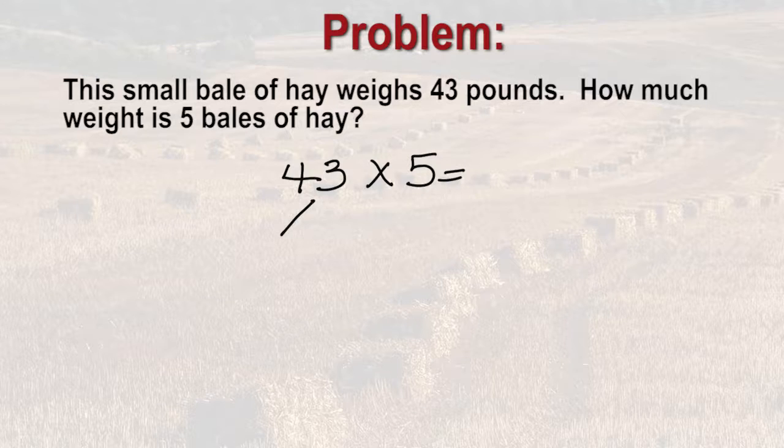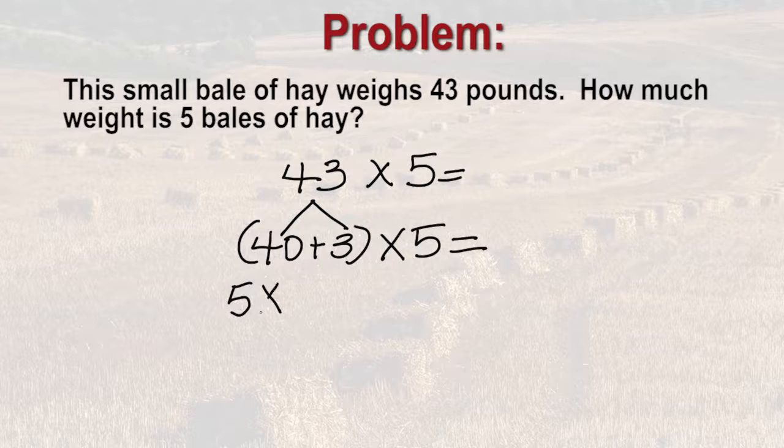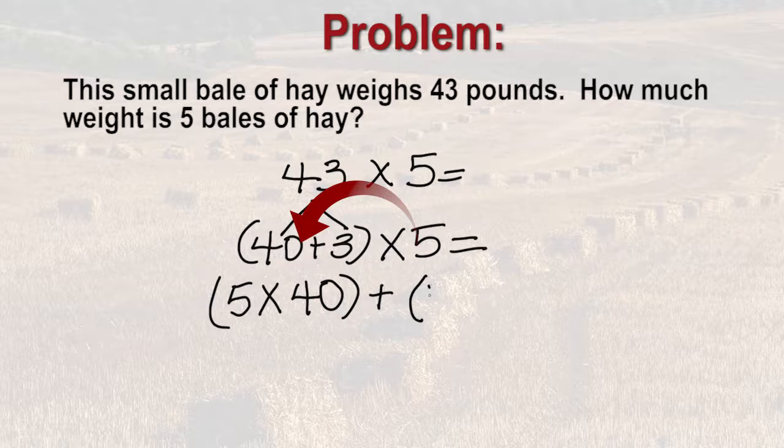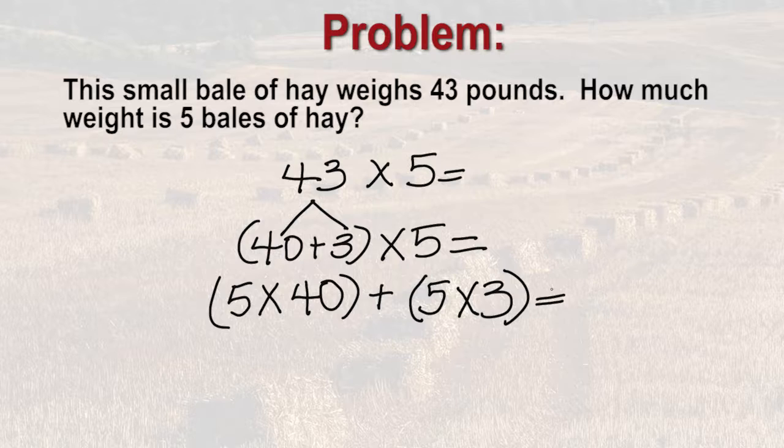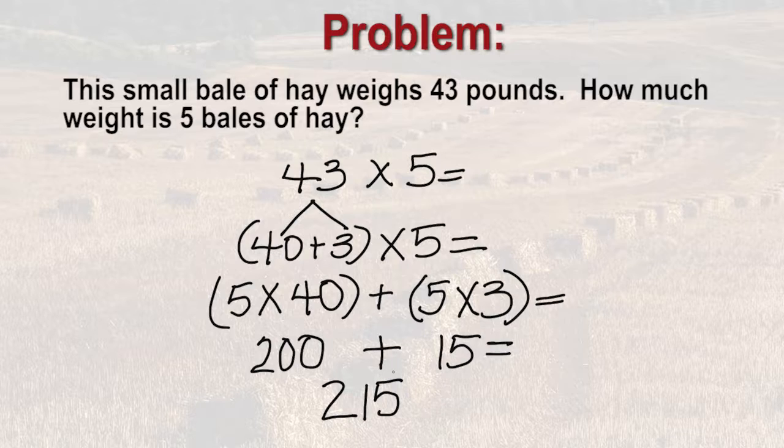The distributive property tells us when one factor is decomposed into addends and the other factor is multiplied by each addend, the partial products are then added together. The 5 must be distributed to all addends, so we multiply 5 times 40 and 5 times 3. 5 times 40 equals 200, and 5 times 3 equals 15. Then we add these together to get 215.